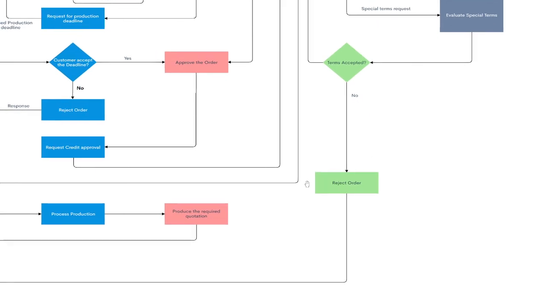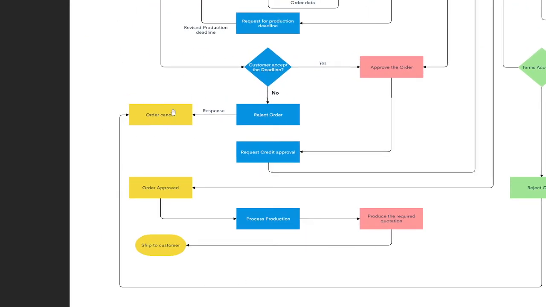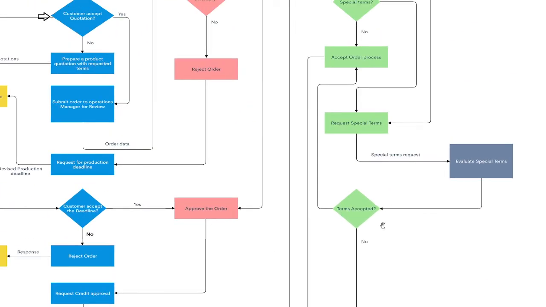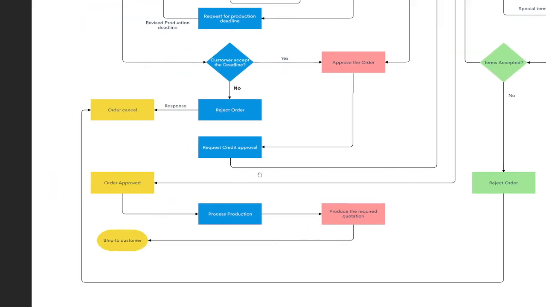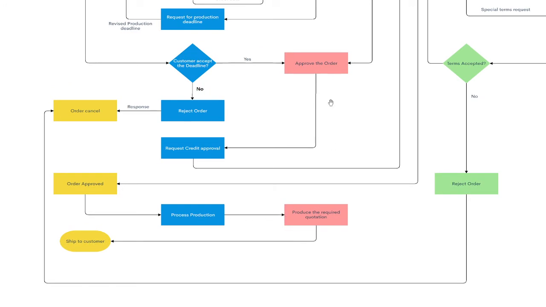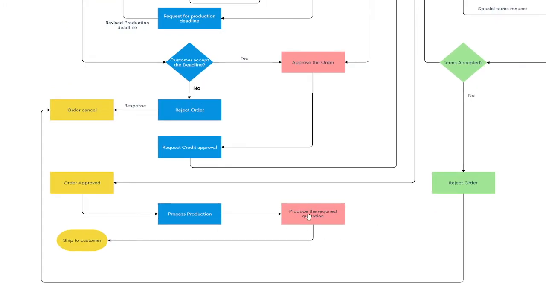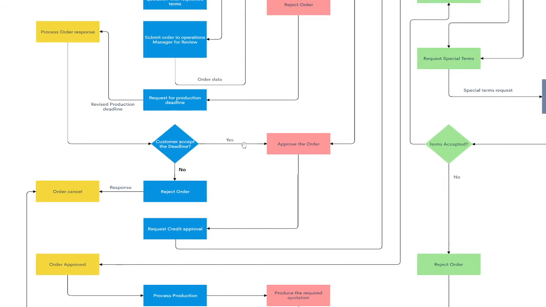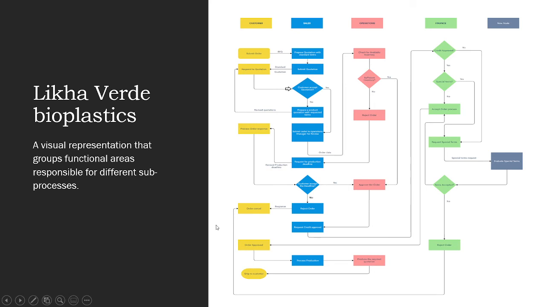If not, we will just reject the order and send back to the customer with a response of order cancel. But if the terms are accepted, the finance will accept the order process and send back to the customer a response of approved order. And the flowchart will continue to the sales department for process production and inform the operations department to produce the products needed for shipping back to the customer. And that is our swim lane flowchart for Likha Verde Bioplastics.